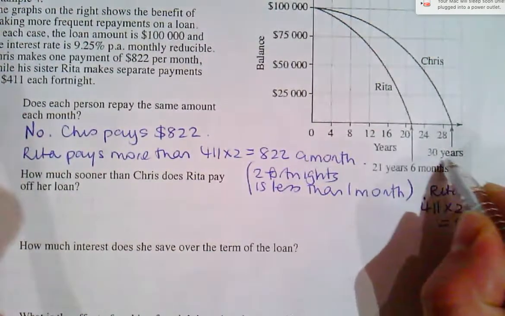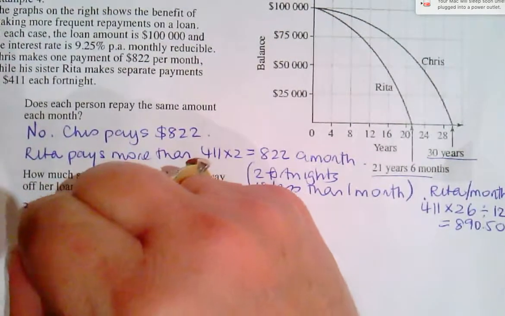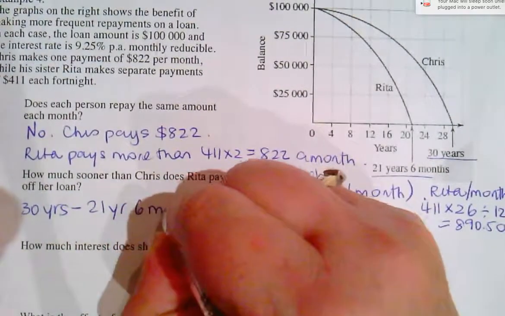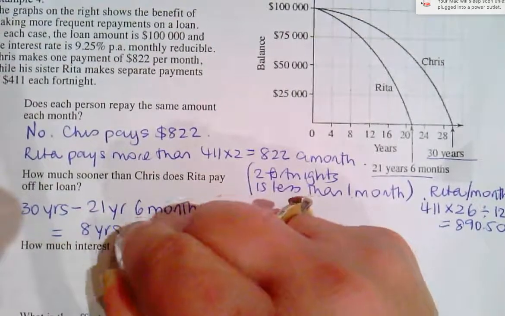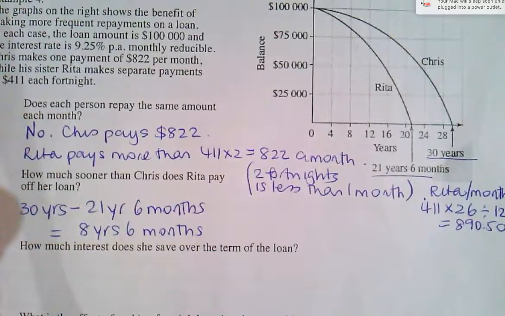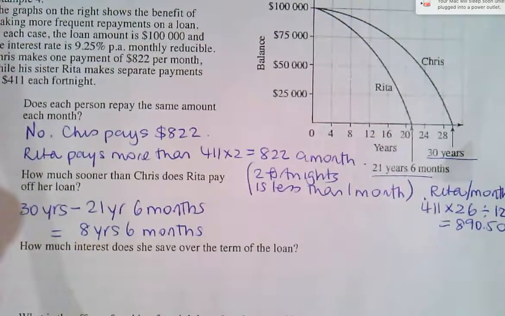Okay, now the next question is, how much sooner than Chris does Rita pay off her loan? Well, Chris pays it off in 30 years and Rita in 21 years 6 months. So it's 30 years minus 21 years 6 months. So that's 8 years 6 months, because remember there's 12 months in a year. So if you add 6 months, you've got 22 years, and another 8 gives you 30 years.